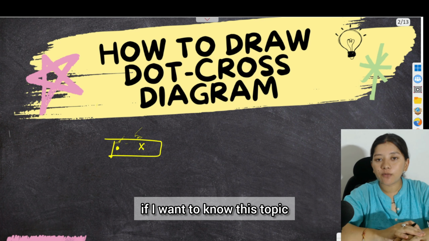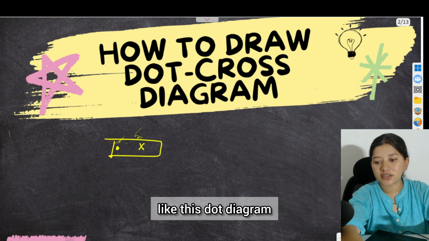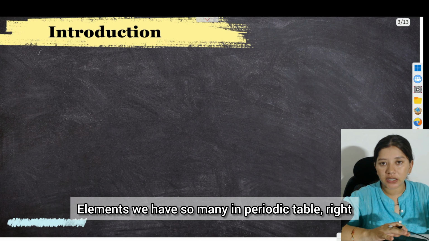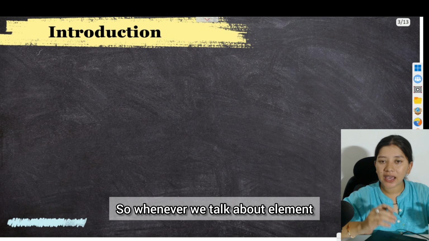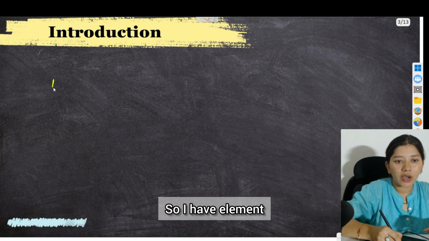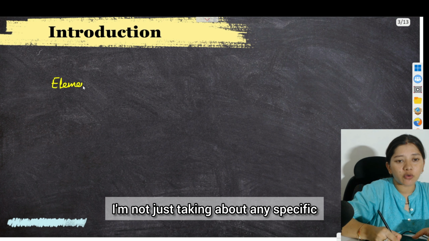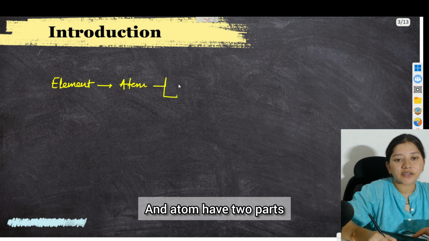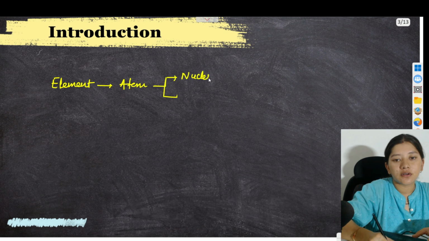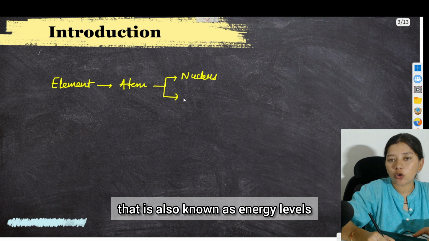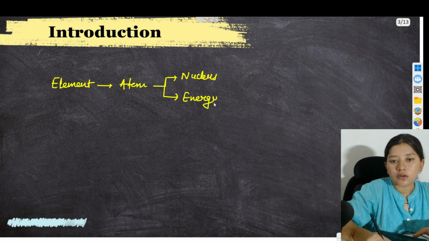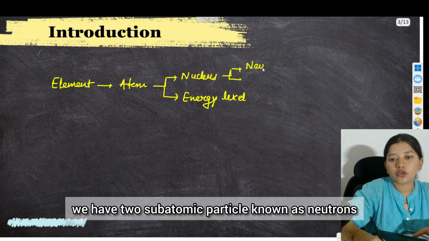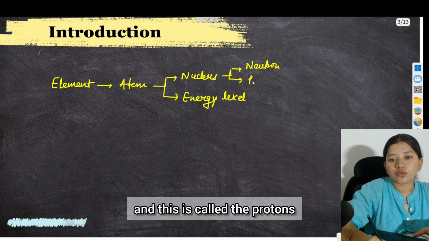See, if I want to know this topic, this diagram, I should know a few things about the elements. We have so many elements in the periodic table, right? So whenever we talk about an element, it is made up of what? Any element you can use, I'm not taking any specific one. It is made up of atoms, right? And an atom has two parts. One part is called the nucleus, and the other part is the shells, also known as energy levels. In the nucleus, we have two subatomic particles: neutrons and protons.